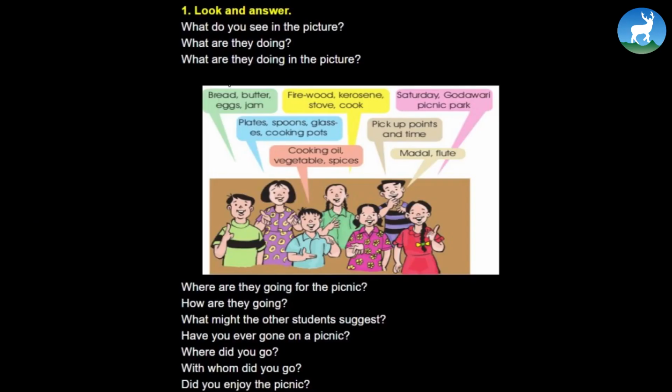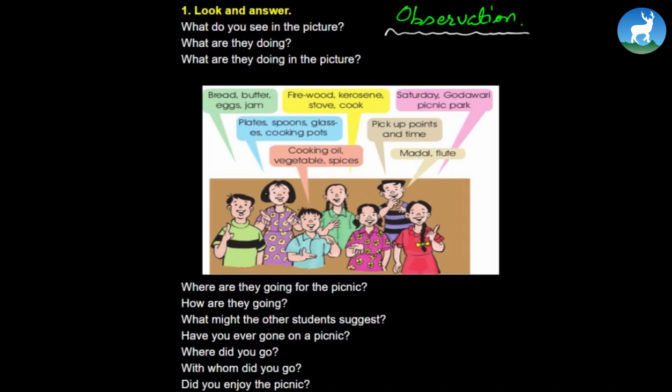So having read that, just a simple observation. It's an observation where I want you all to observe the picture. Now, having observed the picture, let's look at the questions asked here. What do you see in the picture? So what do you think you see in the picture here? You see a number of excited people in the picture, don't you? What are they doing? You can say they're talking about some kind of event.